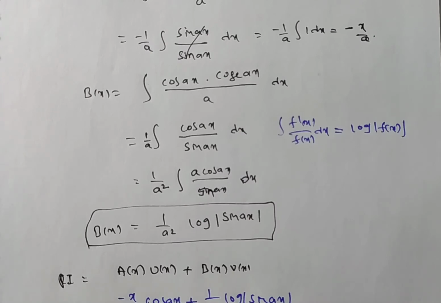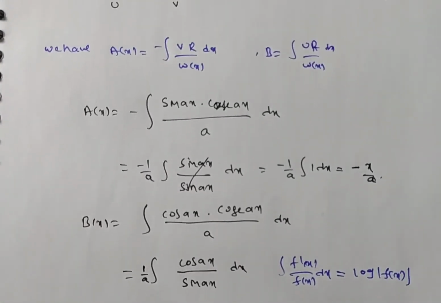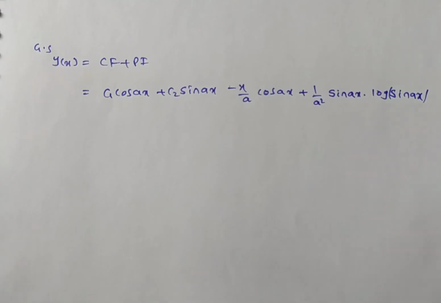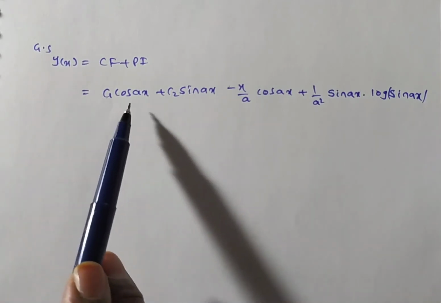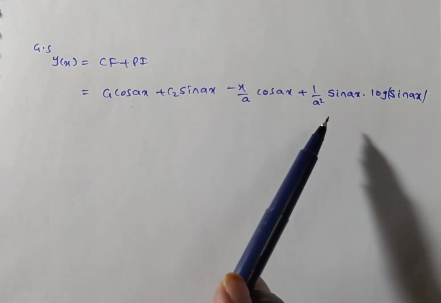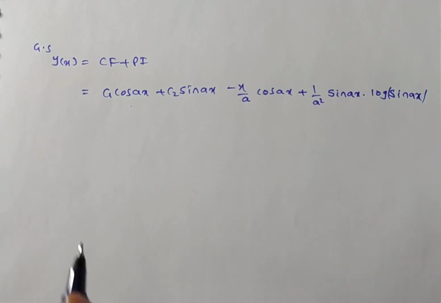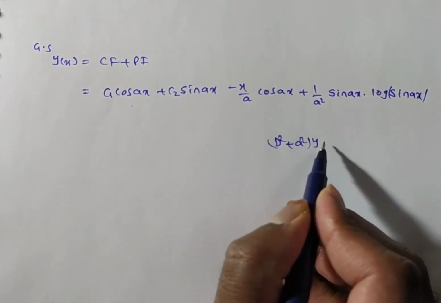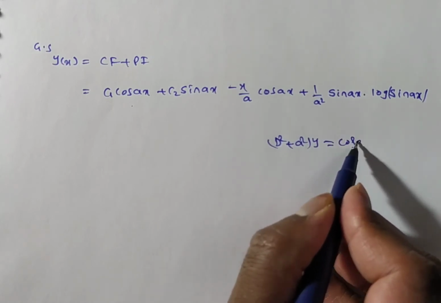Previously what did I have? Complementary function. So in the general solution we have to write a complementary function and particular integral. Okay, so here I have written complementary function and the particular integral. Okay, this is the solution for d square plus a square into y is equal to cosecant ax.